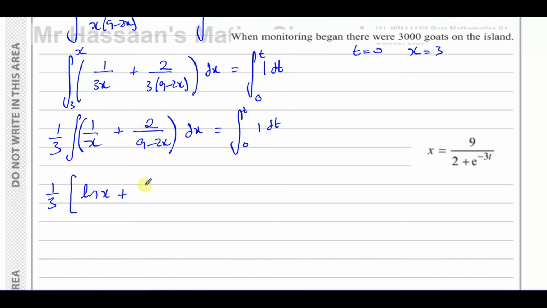Plus, to integrate this, I'm using the fact that the numerator is of the form of the differential of the denominator. So that's going to be 2 times the ln of 9 minus 2x, divided by the differential of what's inside here, which is minus 2. And I have my limits, remember, there were x and 3, so x and 3, and that's equal to, if you integrate 1 with respect to t, you're going to get t. So you have t and 0 as your limits.